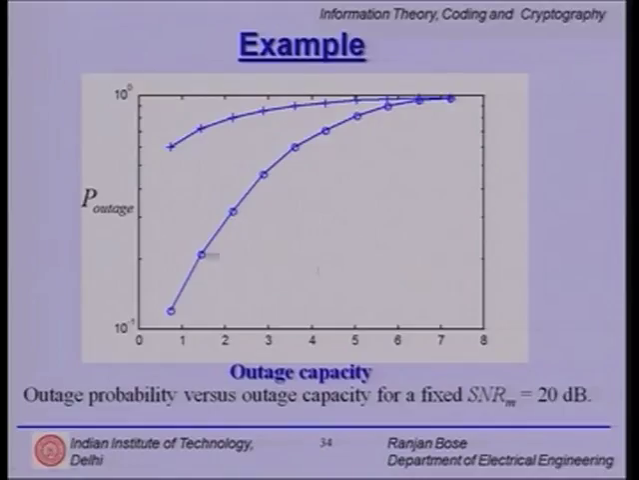So, you can plot the outage capacity as follows, the x axis versus the P_outage on this side, and you can see the outage probability versus the outage capacity for a fixed SNR of the main channel at 20 dB.